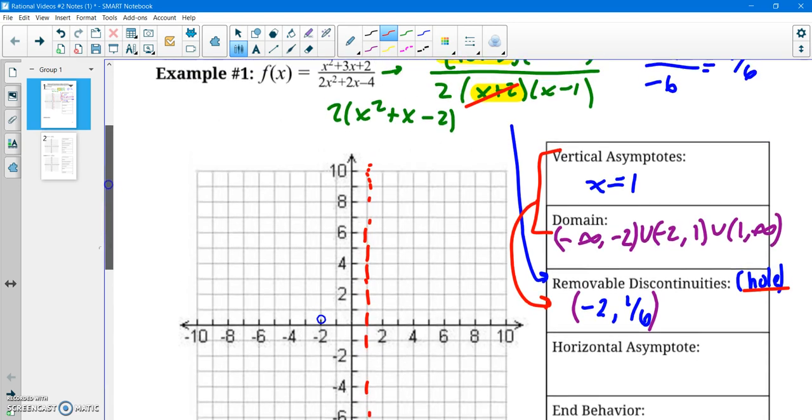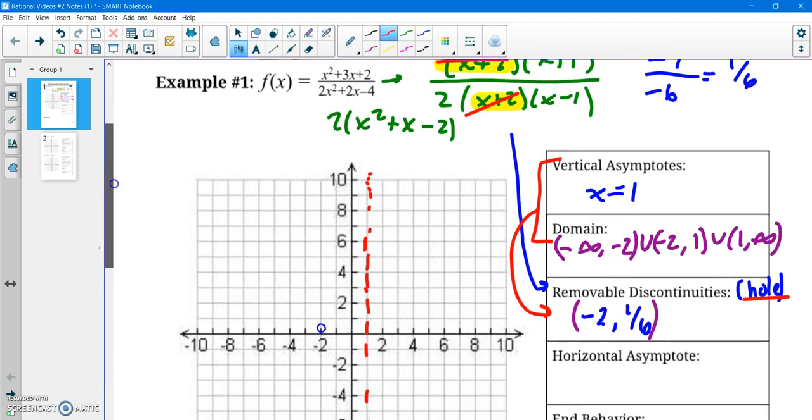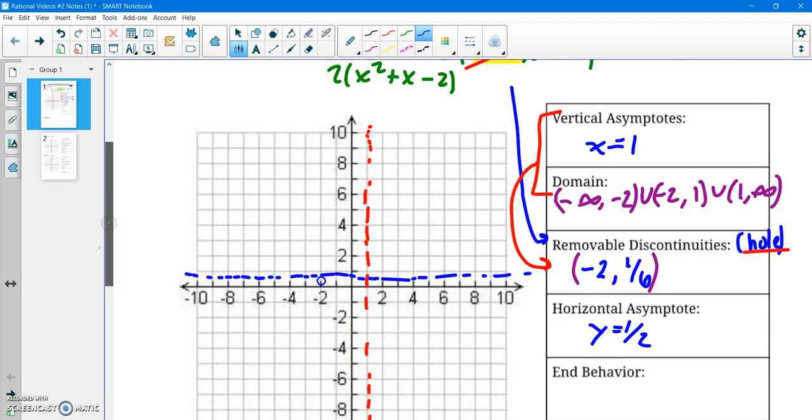Cool. That's really the only new thing. So for my horizontal asymptote, I have the same degree in the numerator and denominator. They're both squared, with an invisible 1 there. So my horizontal asymptote is going to be y equals 1/2. So at 1/2, I'm going to have a horizontal asymptote. Stick with me, it's a little hard to write on here.